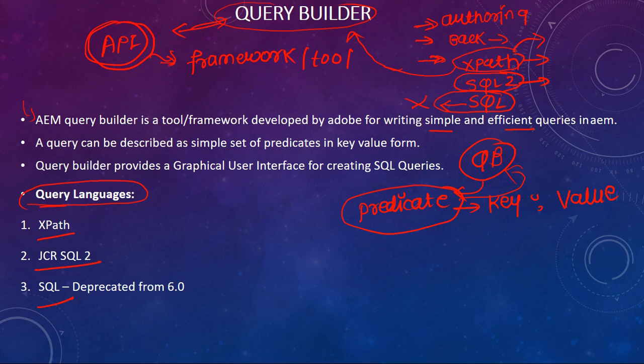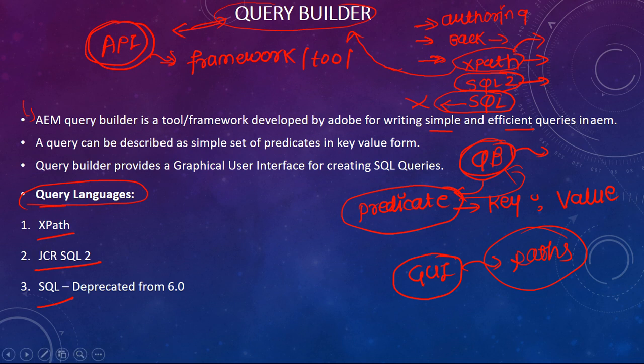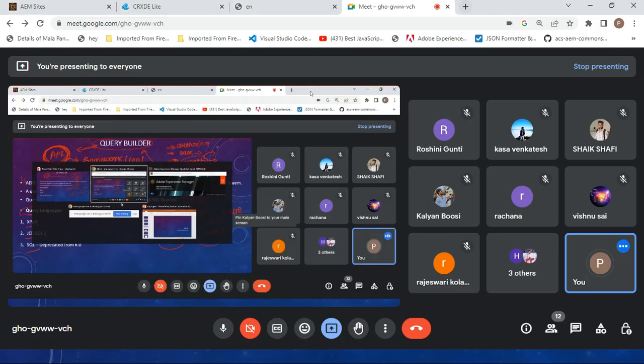Another thing: where can we write this query builder? They have provided a GUI, a graphical user interface, at some paths, and by using it you can easily write the queries. This platform is only for a dry run. Before putting your queries into an API in our backend code, if you want to try or run the query, you can simply use this GUI.